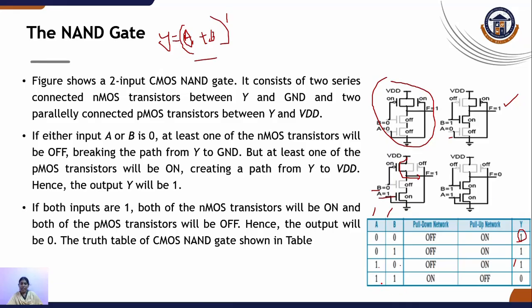When we are giving A value equal to 1 and B value equal to 1, in the pull down network both NMOS transistors are on, but both PMOS transistors are off. There is no path between VDD and output. Both NMOS transistors are on, so there is a path from output to ground. So automatically the output value equals 0. This is the CMOS implementation of the NAND gate. Before this, we knew the concept of the NAND gate in the form of gate level representation. Here we are discussing it as a transistor level representation, that is, CMOS transistor level representation.